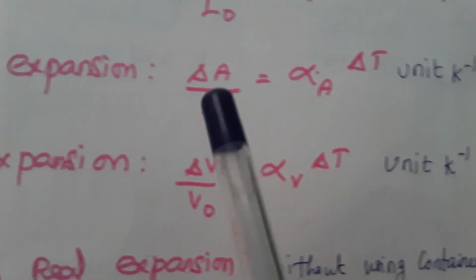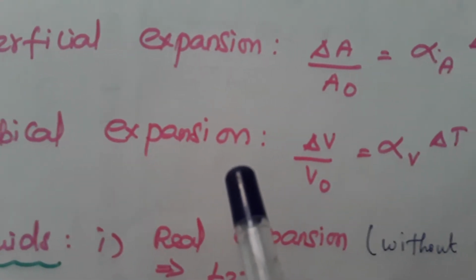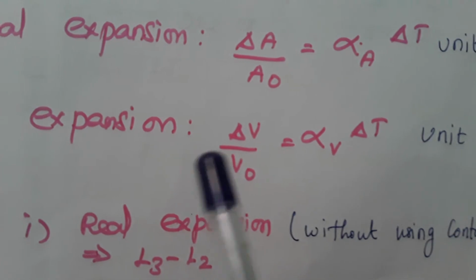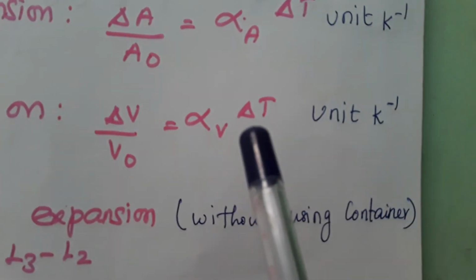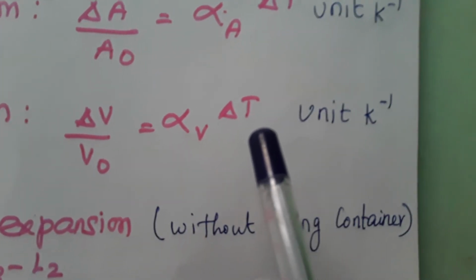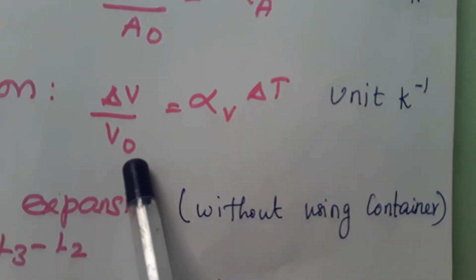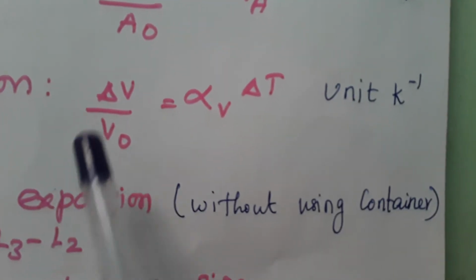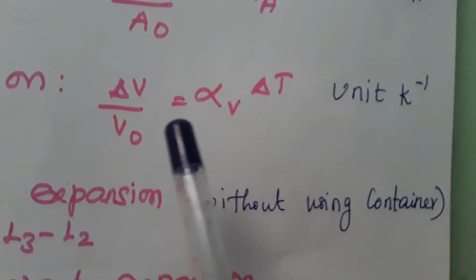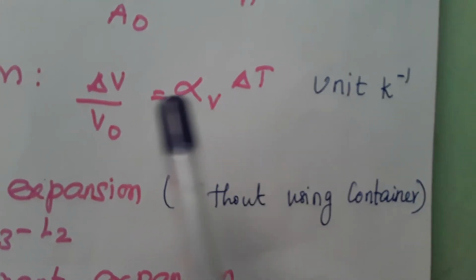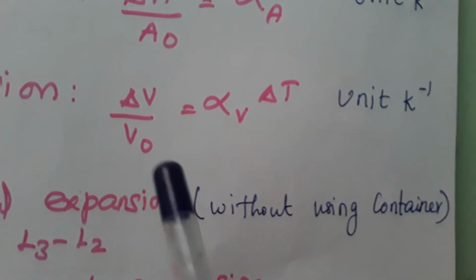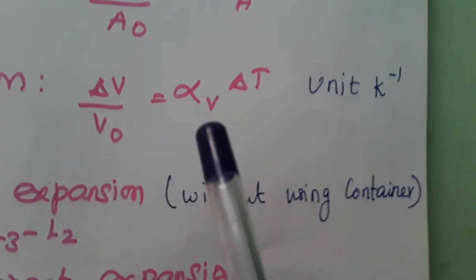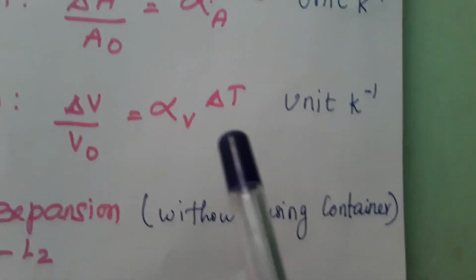Students, next we are going to discuss the coefficient of cubical expansion. What is its definition? It is the change in volume of a substance for 1 degree rise in temperature to its unit volume. This is the formula, students: delta V divided by V naught is equal to alpha V delta T. Here delta V stands for change in volume, V naught is the original volume, alpha V is the coefficient of cubical expansion, and delta T is the change in temperature.